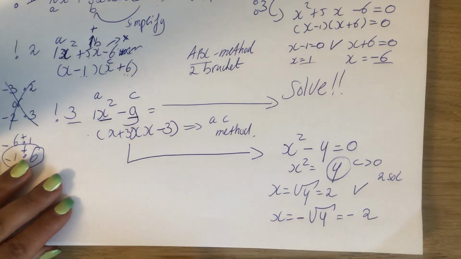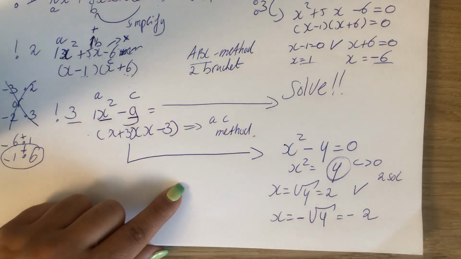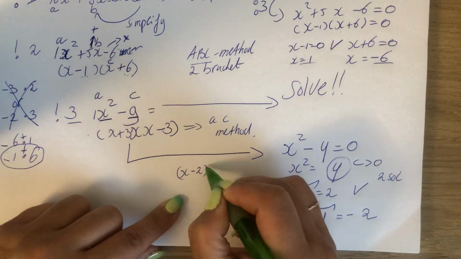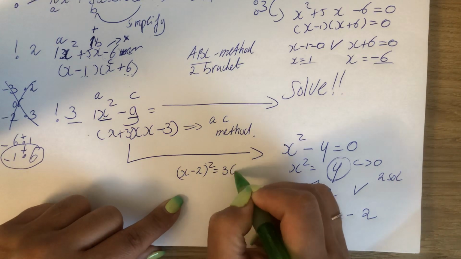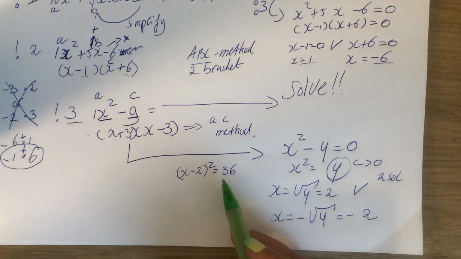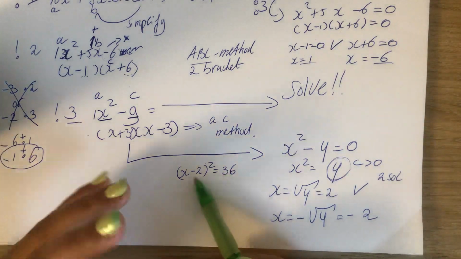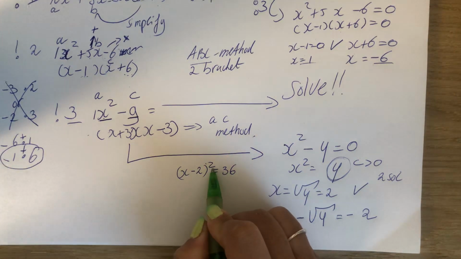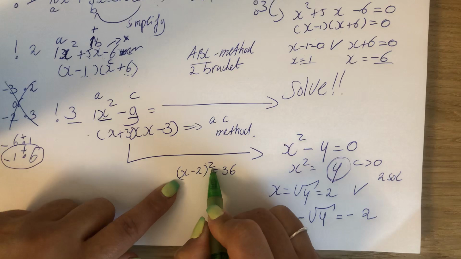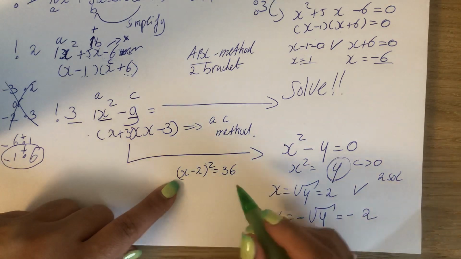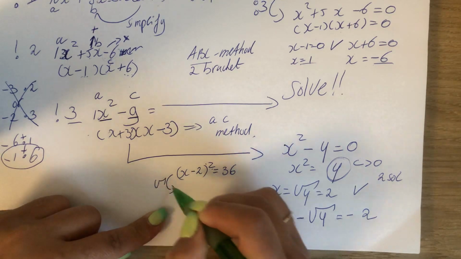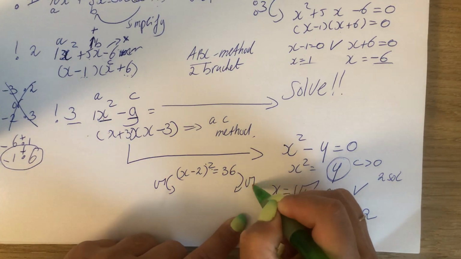Now let's take another example. Let's look at this one. x minus 2 squared is 36. Now the right hand side does not equal 0, but that's okay because we can work with this. We have to the power of 2 over there. We want to get rid of it. So what we do is we take immediately the square root on the left hand side and the square root on the right hand side.